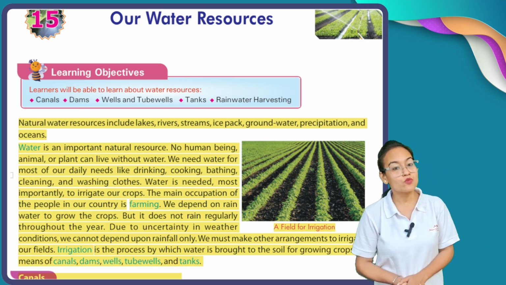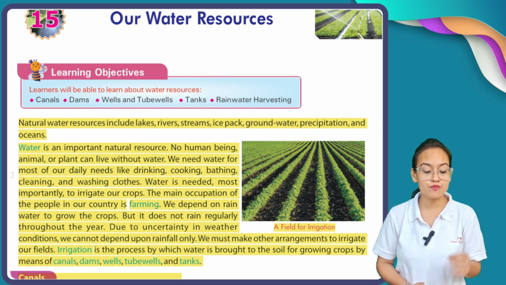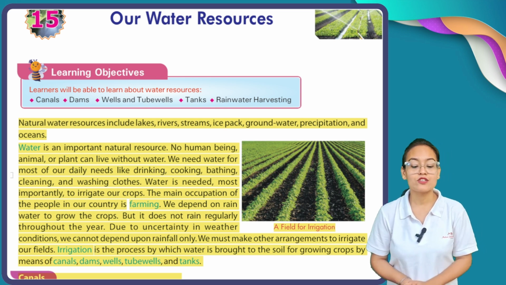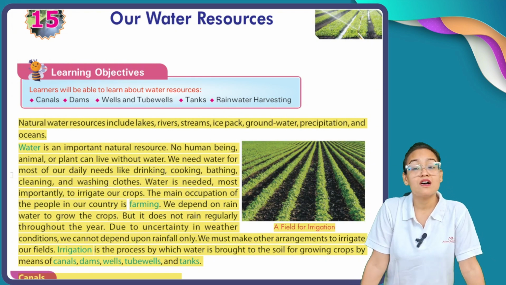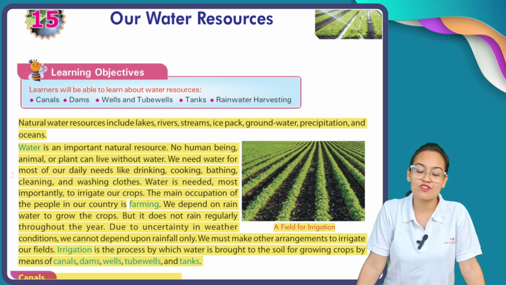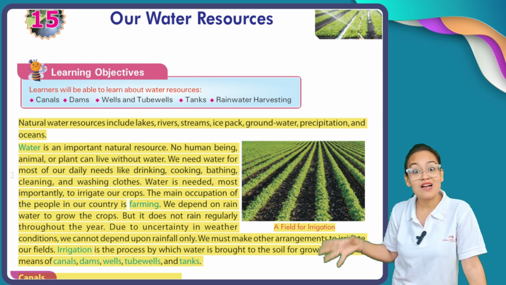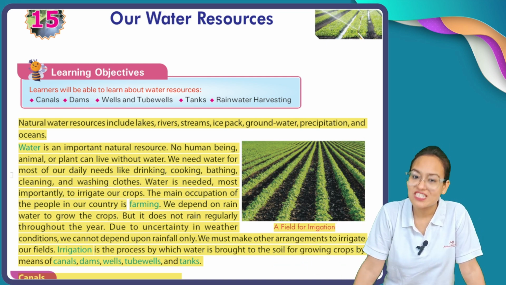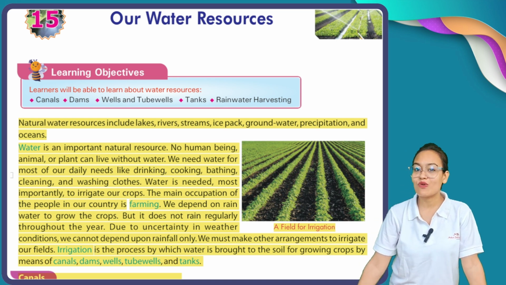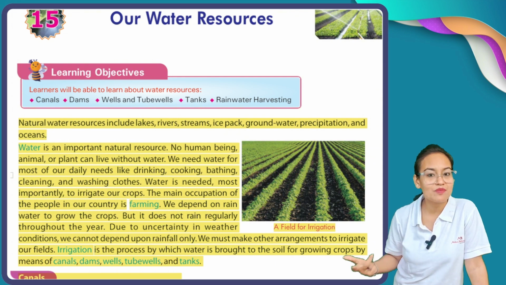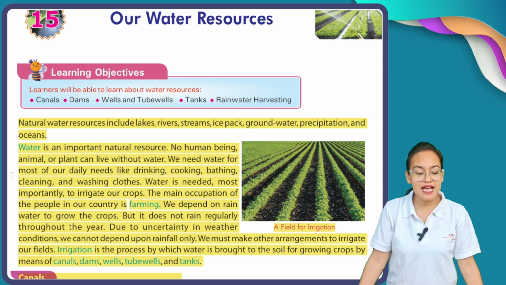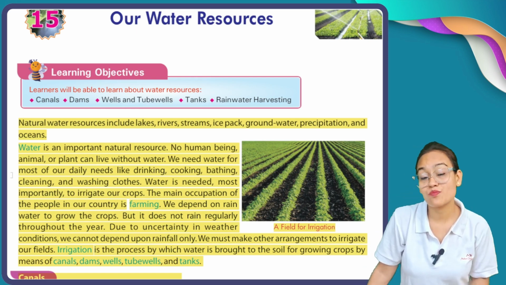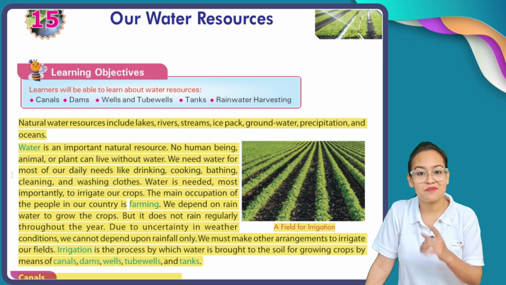Water is needed most importantly to irrigate our crops. Now you can see, my dear students, water is one of the most important natural resources. We need water for our own survival, and not only we, even plants and animals also need water for their own survival. And why do we need water? For drinking, for bathing, for cooking, for washing clothes. And you know what, water is most importantly needed for farming.